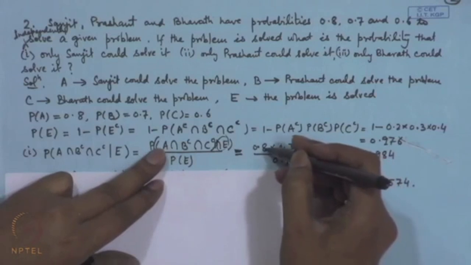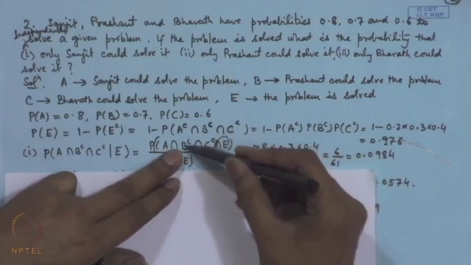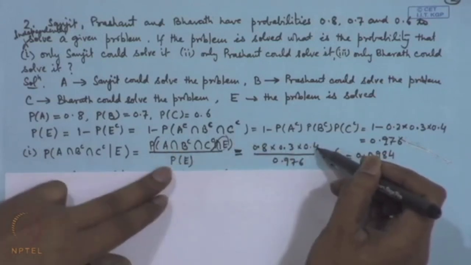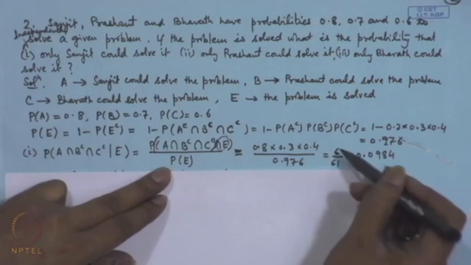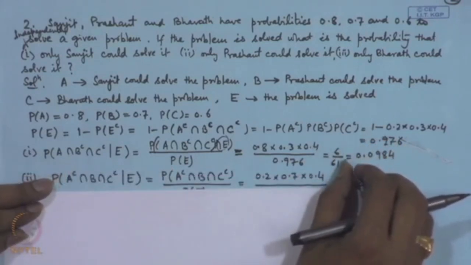Now, this is 0.8. Once again we use the independence here. So, probability of B complement is 0.3 and probability of C complement is 0.4, divided by probability of E. So, after simplification the value turns out to be 6 by 61.